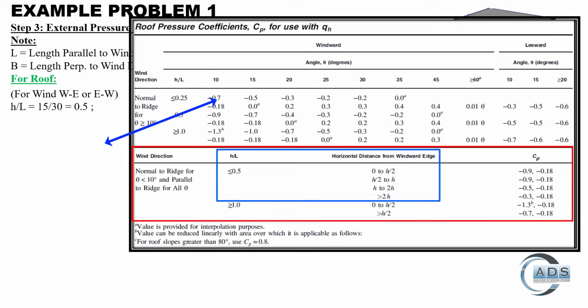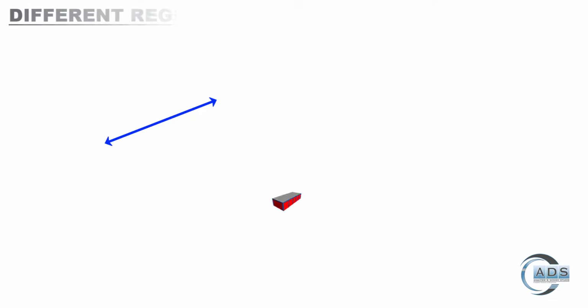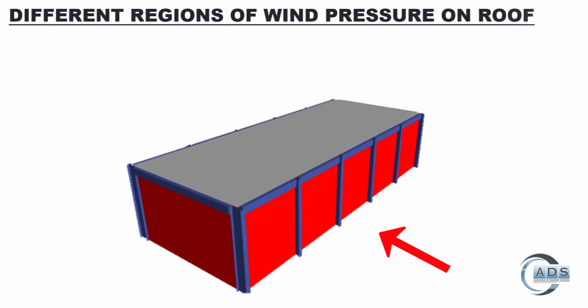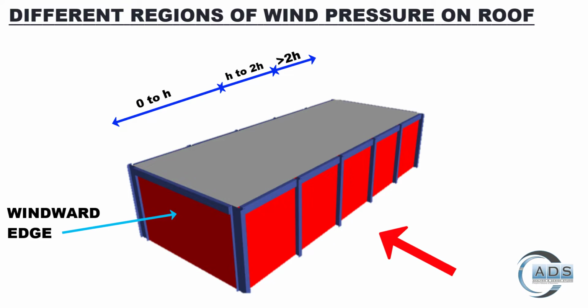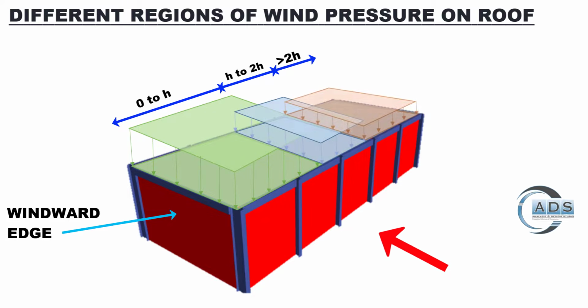Now there are some ranges written, horizontal distance from the windward edge. So let me tell you this. When wind is blowing from this particular direction, there are certain regions which receive different intensities of wind pressure. The region closest to the windward edge will receive greater wind pressure, and when the distance from the windward side to the region is greater, the wind pressure reduces.